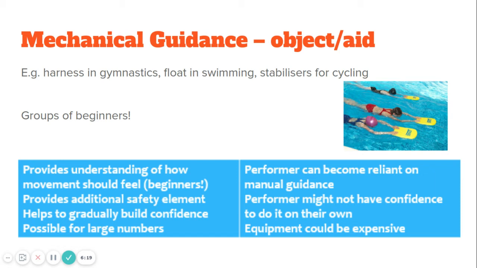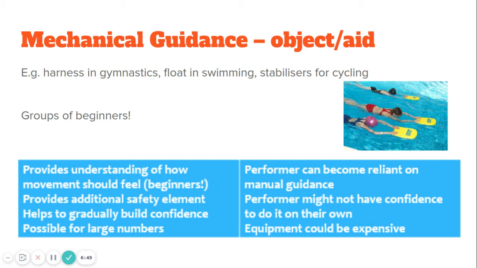And then finally, we have mechanical guidance. Mechanical guidance uses an object or an aid, quite often used in gymnastics or in swimming, or particularly in the beginning stage of riding a bike when we use stabilizers. In our image here, you can see that the young people swimming are using the float so that they're ensuring that their body is at the correct positioning in the water. The float is encouraging them to do that.